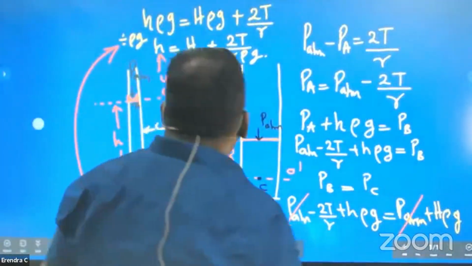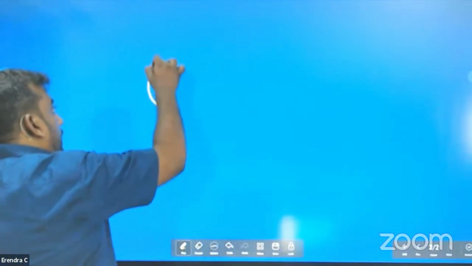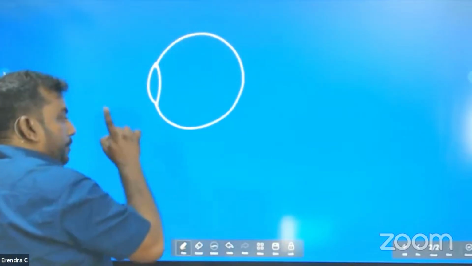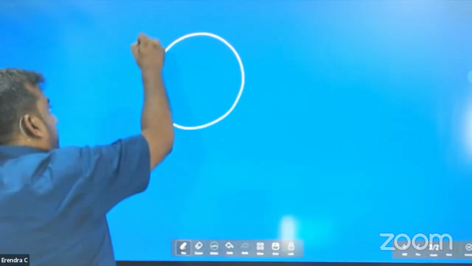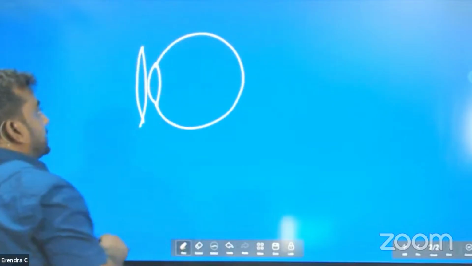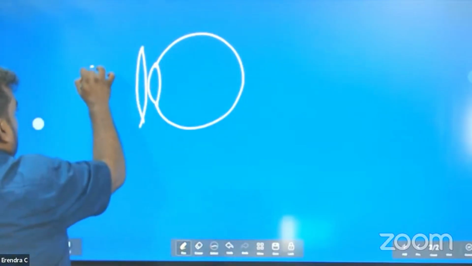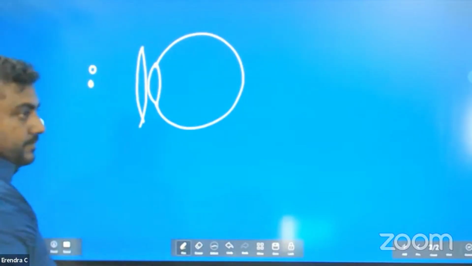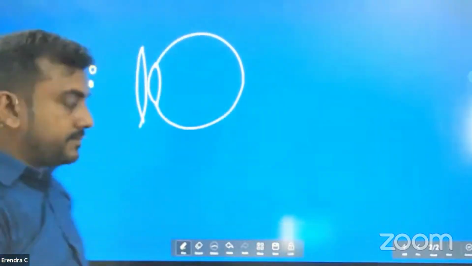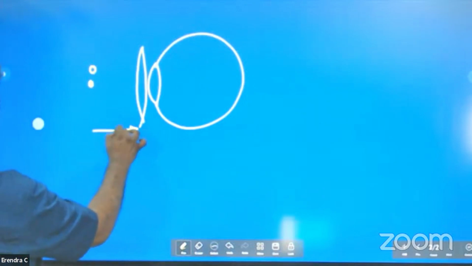We didn't use the writing board for a long time. Now, in the writing board, the problem is I can't see at 25. Where can I see? I can see at 100. So remember, two lenses. Image from the first lens will act as the object for the second. So this is 25 centimeter.